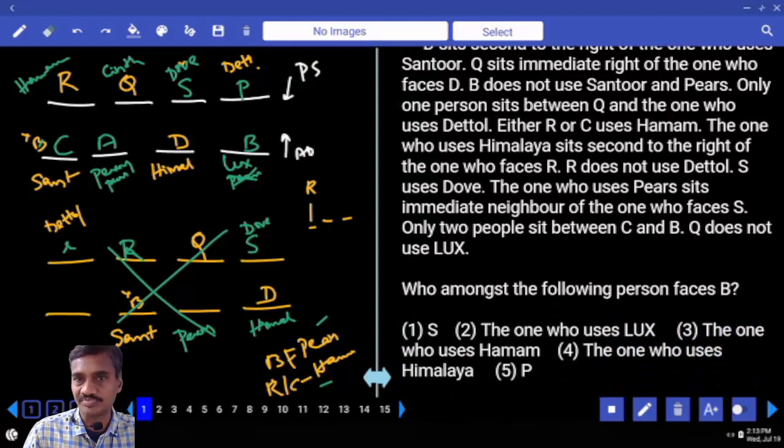Now only 4 persons were there. Though there is a parameter given, maybe that is the reason you have shifted this one to the second priority. But if there are only 4 persons, it is always easier.